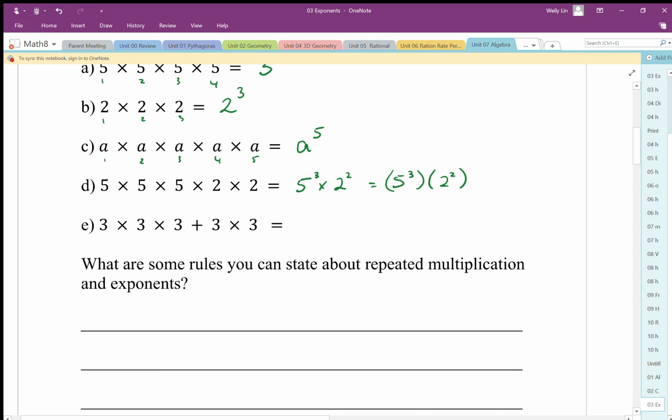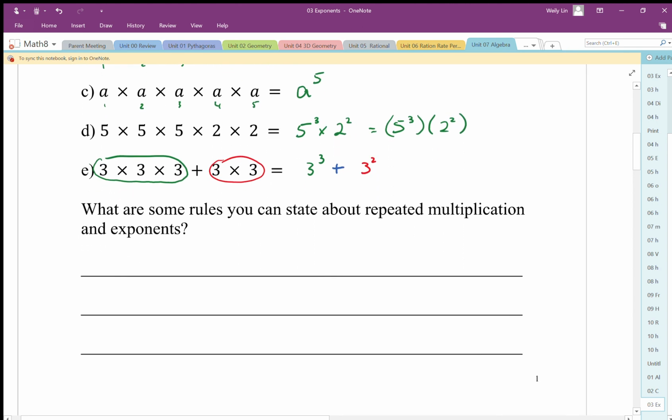Now here I have 1, 2, 3, 4, 5 3's, but they're not all connected by multiplication. I have to count these 3's like that. I can have 3 3's multiplied, and I have 2 3's multiplied here. But since they're not connected, that's it. I have to just keep it as that plus that. And there's nothing that connects powers with pluses, so I cannot do anything about this.